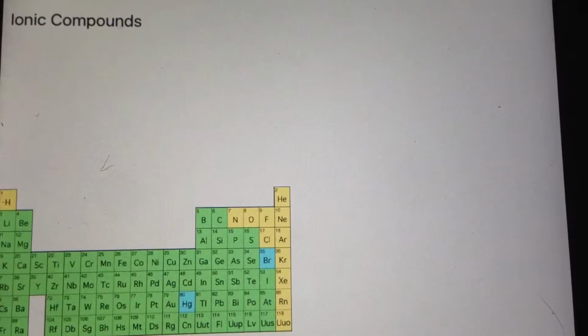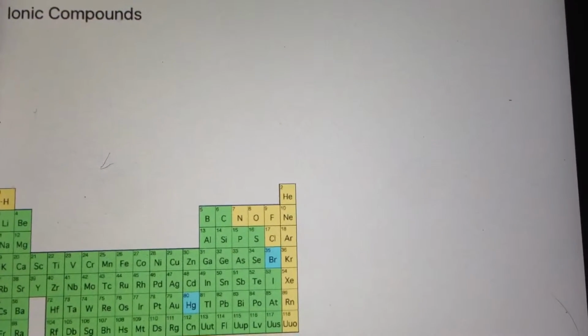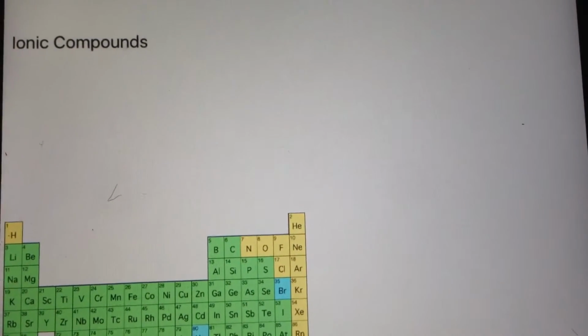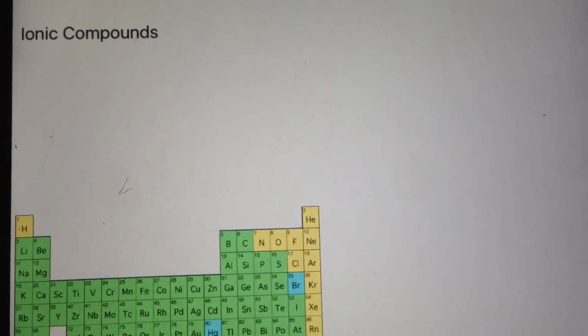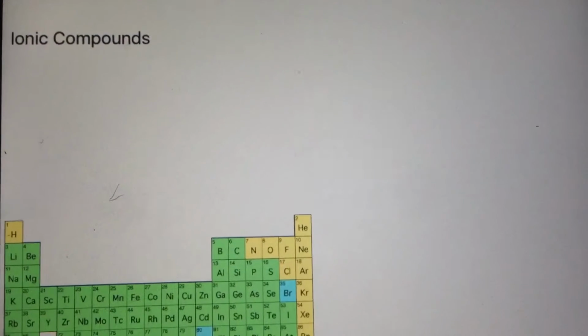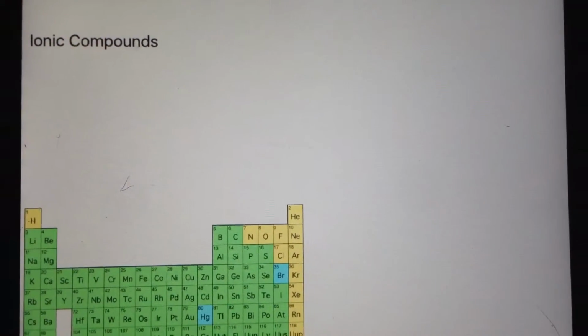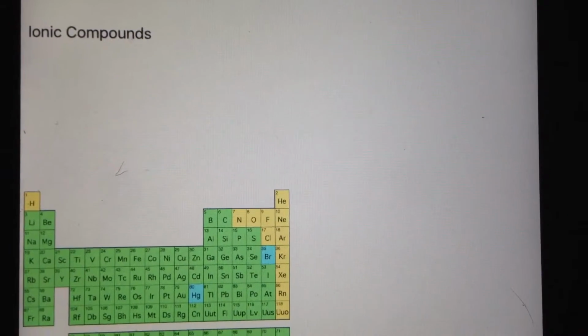What is an ionic compound? In simplest terms, an ionic compound is when two ions are held together by electrostatic forces, also referred to as an ionic bond. There are positively charged ions, which are called cations, and negatively charged ions, which are called anions. Ionic compounds are one of the more common chemical compounds you will see in chemistry.